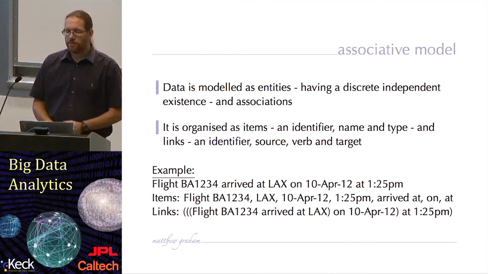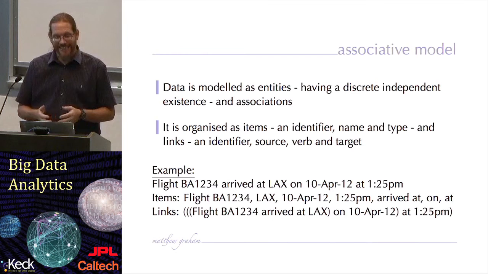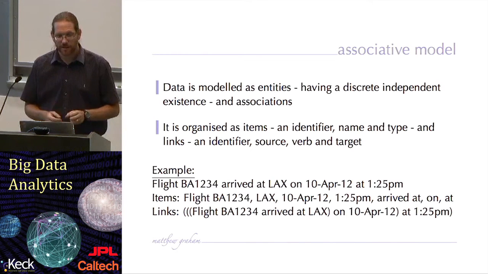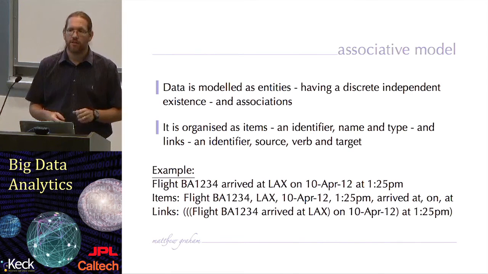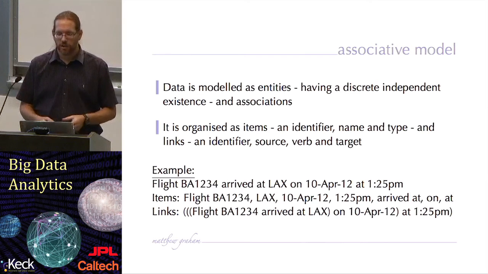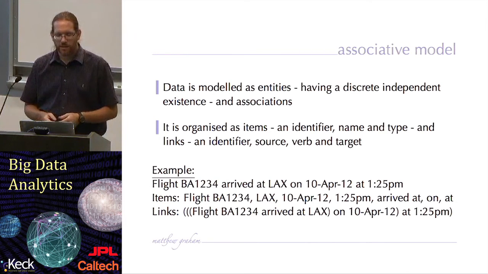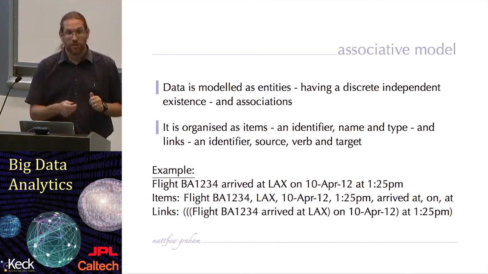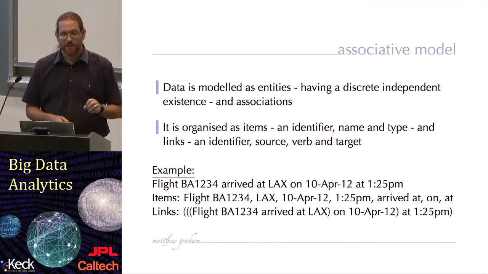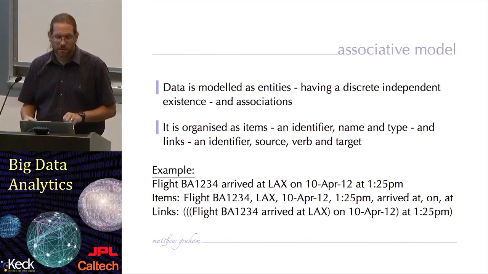The associative data model. In this particular way, data is modeled as entities having a discrete independent existence, and associations. So you could envisage this as a set of facts and then the associations between those facts which are meaningful. It's organized as items, each with an identifier, a name and a type, and links. Links also each have an identifier, they have a source, they have a verb which tells you something about the nature of the link, and they have a target.